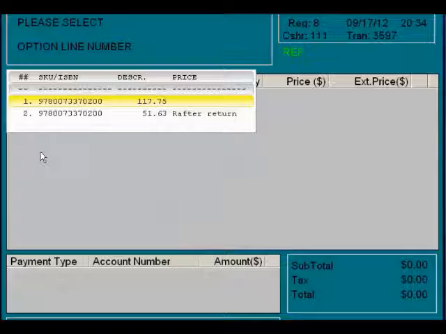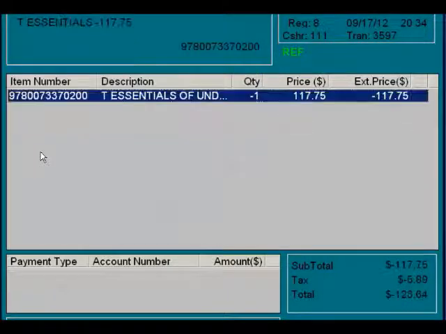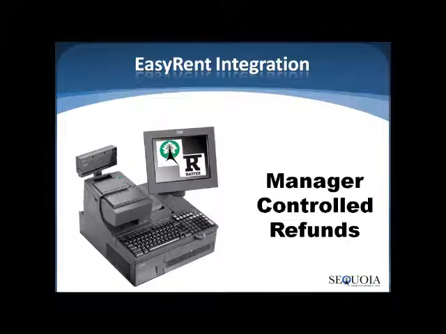So let's say we want to return the retail value of the book. I simply select line item number 1, and the transaction moves forward with the full value as opposed to the EasyRent value. The rest of the refund is completed as normal, forcing you to use one of the original tenders, and in this case my original tender was cash, to complete the refund transaction.